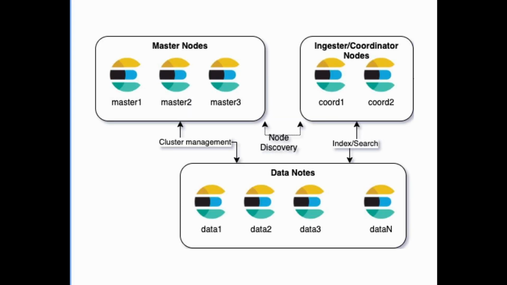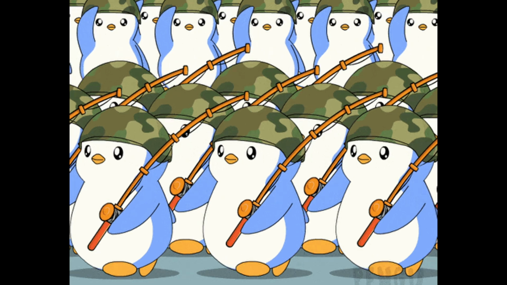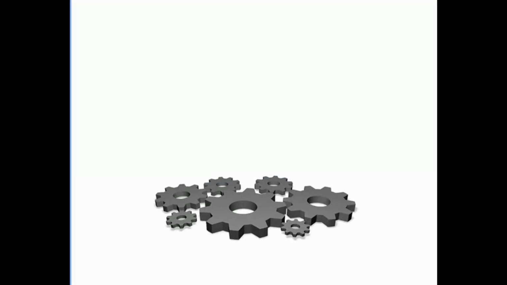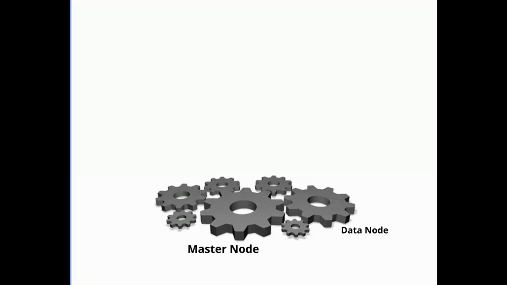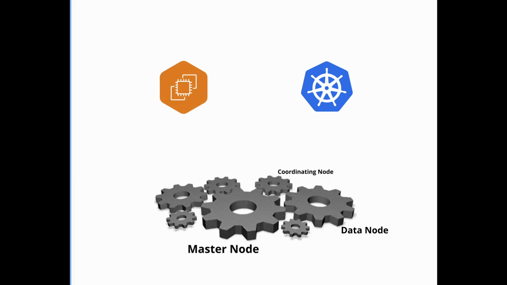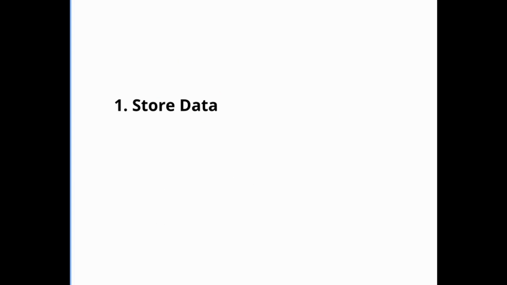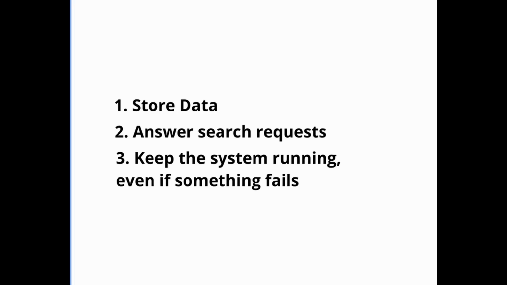Elasticsearch runs as a cluster. A cluster is simply a group of Elasticsearch nodes working together. Think of it like a team where each node is one big Elasticsearch process, which usually runs on a single pod or one single virtual machine. Together they store data, they answer search requests, and they keep the system running even if something fails.